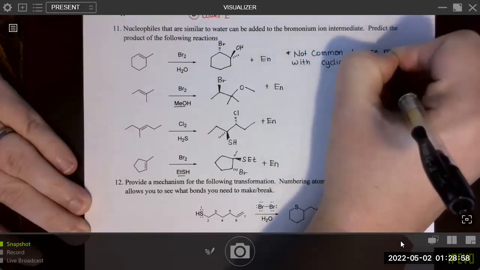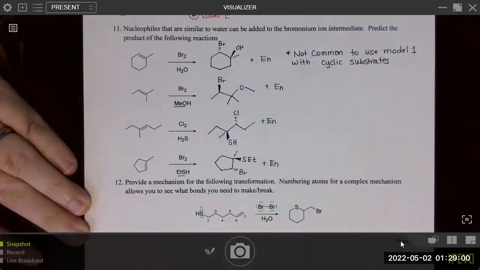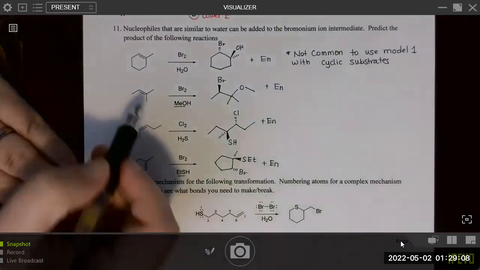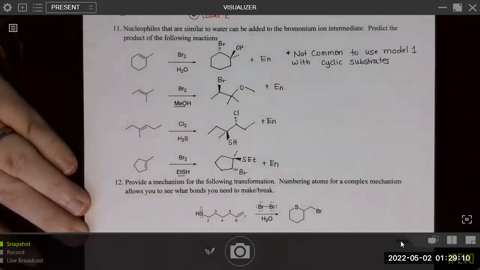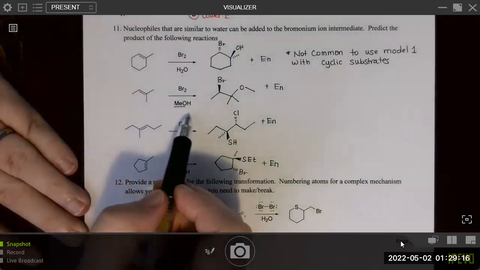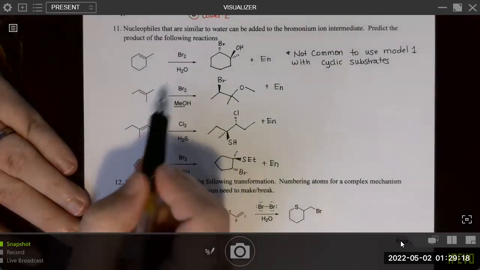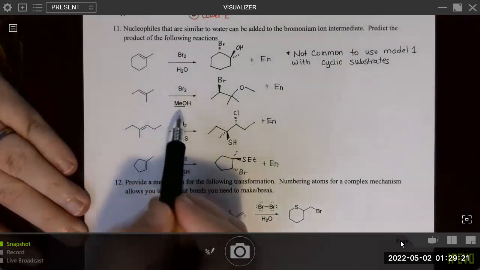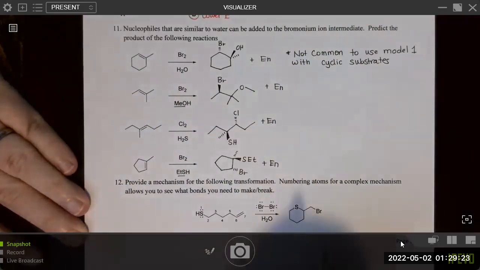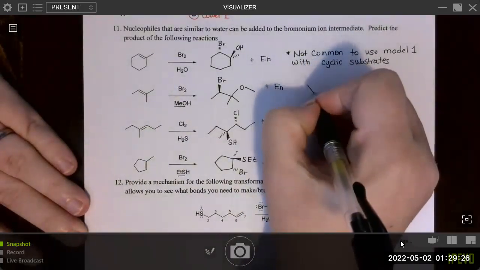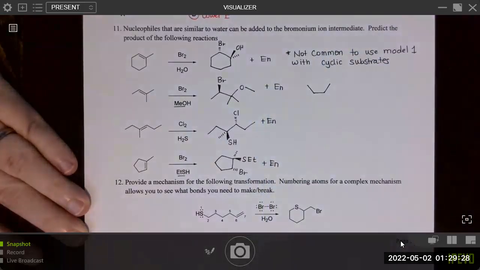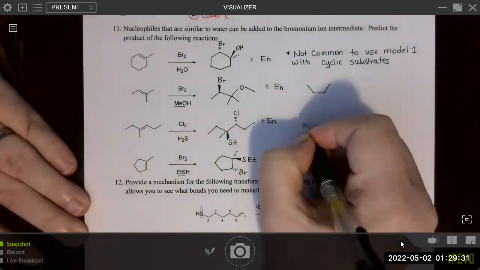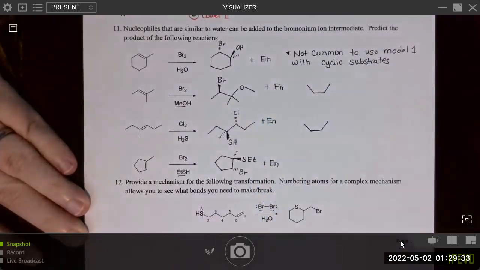Right, so for the first and third one, I don't think I'm going to bother trying to draw that with model 1. You could do it, but it's not common to see it that way. Okay, but with these, it is a little bit more common to see it drawn that way. So remember, we want to do anti-addition. We want to see what groups are getting added across the double bond, and then place those groups in the plane in that sort of orientation, right? So we can just draw this in to start with.